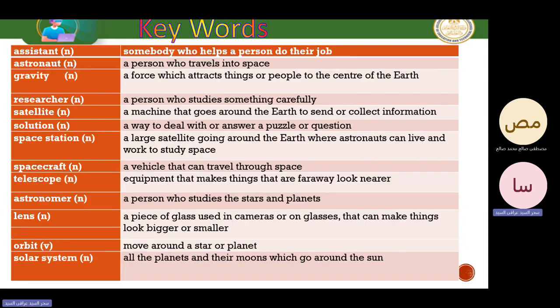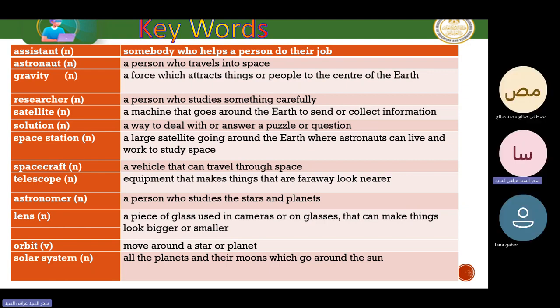Okay, at the beginning of our lesson, we are going to learn some vocabulary related to our unit. Let's start. Assistant means somebody who helps a person do their job. Astronaut means a person who travels into space. Gravity means a force which attracts things or people to the center of the earth. Researcher means a person who studies something carefully.